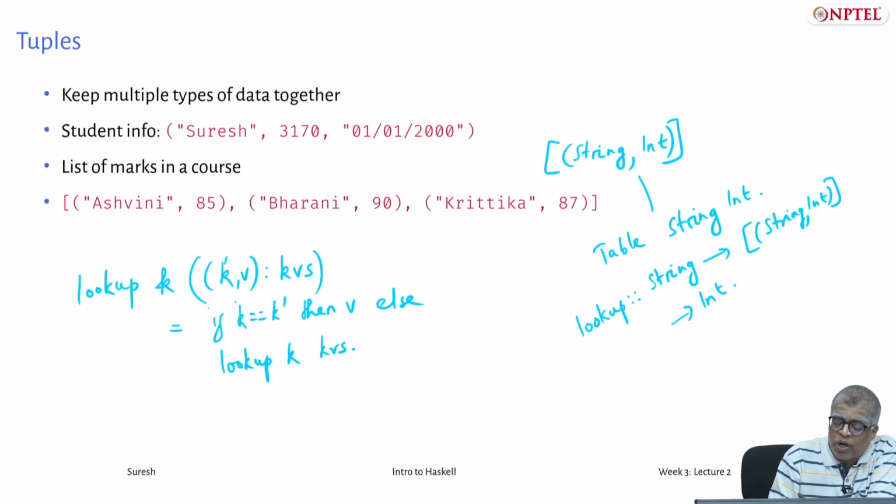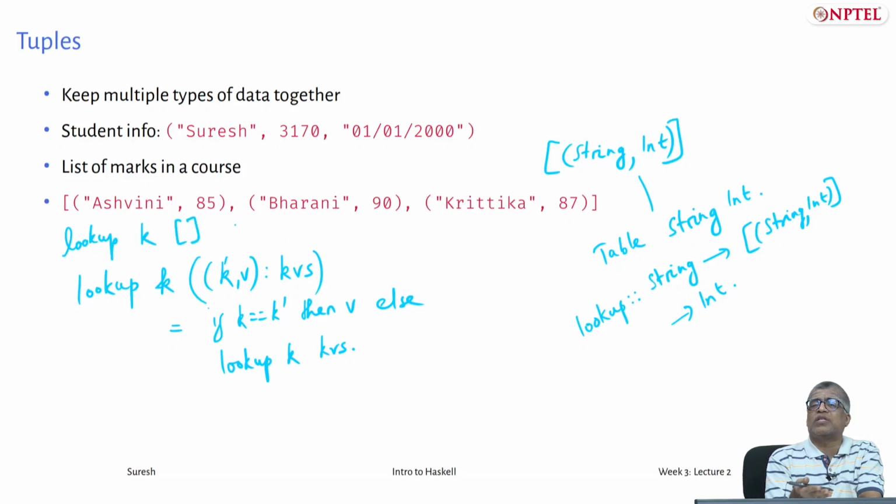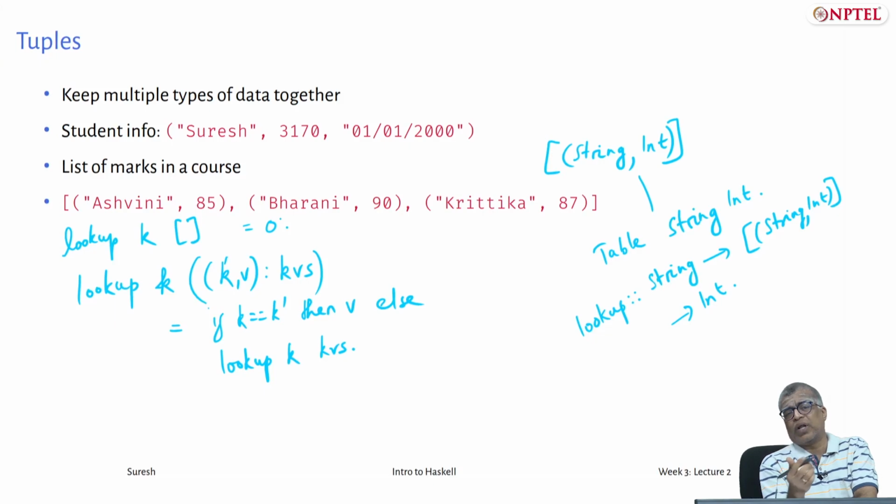But what I have not specified in this program is what I will do if I do lookup of k in the empty list, right? I need to be able to give a sensible value. Now, in the case of list of marks, I could say that if a name is not even present, then I will return 0 as the marks, okay? But that's clearly ad hoc. Maybe I need to specifically say that whoever is doing the query on this table, I need to tell them that this name is not even present.